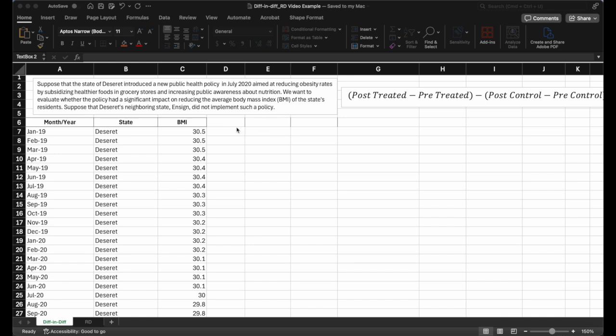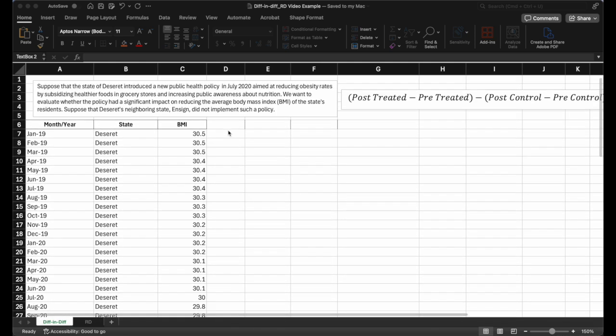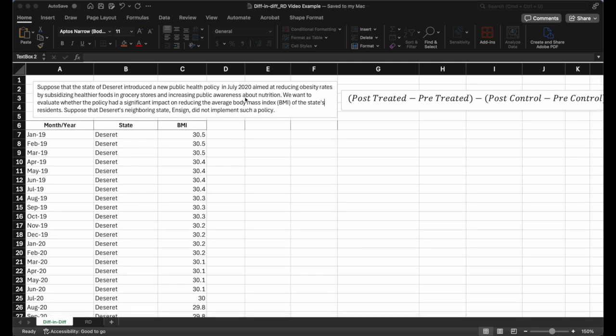Okay, good. So again, in this situation, we're wanting to understand if this policy had some kind of an effect on average BMI in the state. And we're going to be able to exploit the fact that its neighboring state, Ensign, didn't implement a policy, which we can use as a control group here.